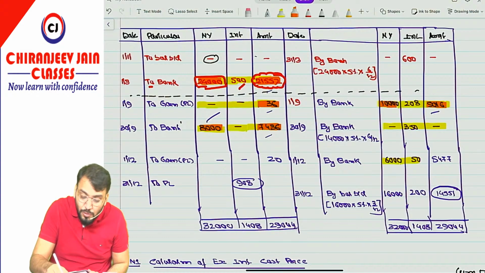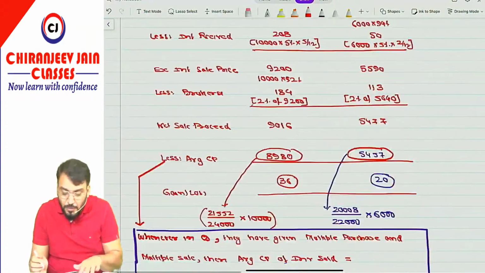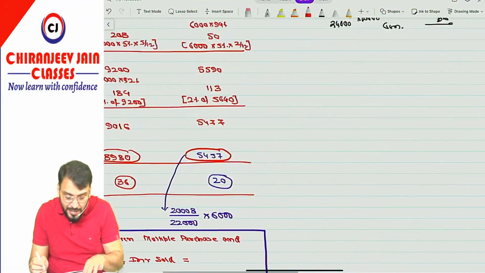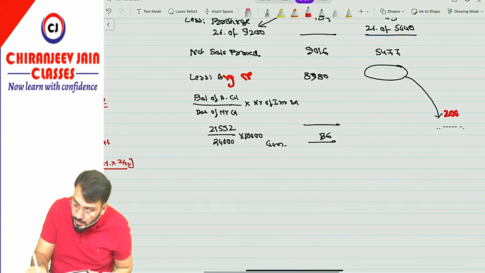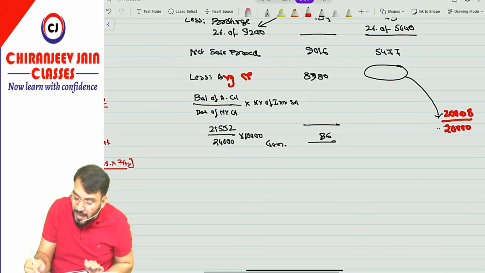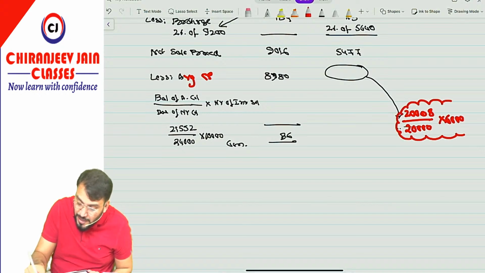Into the nominal value of investment sold. The nominal value of investment sold is what? 6,000. So that formula you can apply. The balance of amount column will be 20,008. So this will be 20,008 rupees divided by 20,000, that is the balance of nominal value, into 6,000. So this will become the average cost price of investment sold.